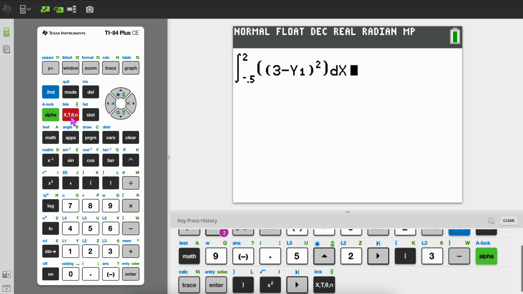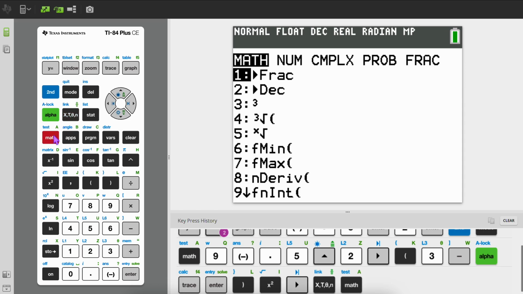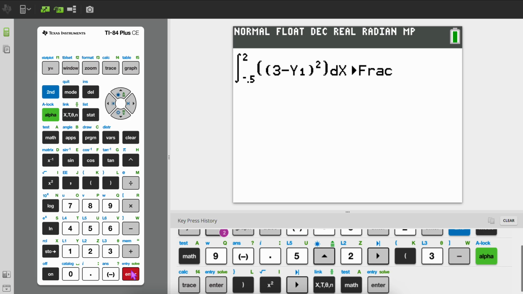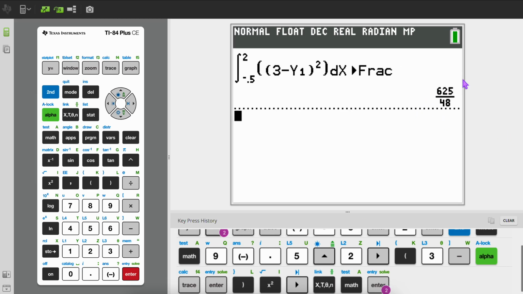Now, in this same line, if I remember here, if not, it's fine, you can just hit enter, but I'm doing the example. I'm going to hit math and then select fraction for my answer type. And then if I hit enter, I get 625 over 48. Now, that's not the correct answer, right? We know that there's a pi in there.